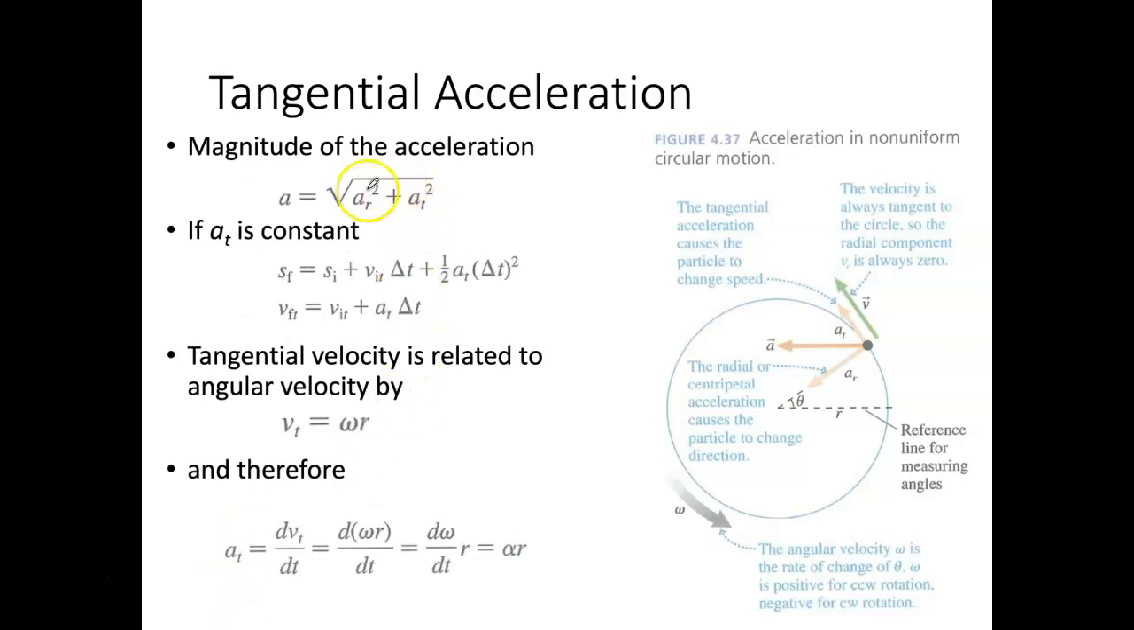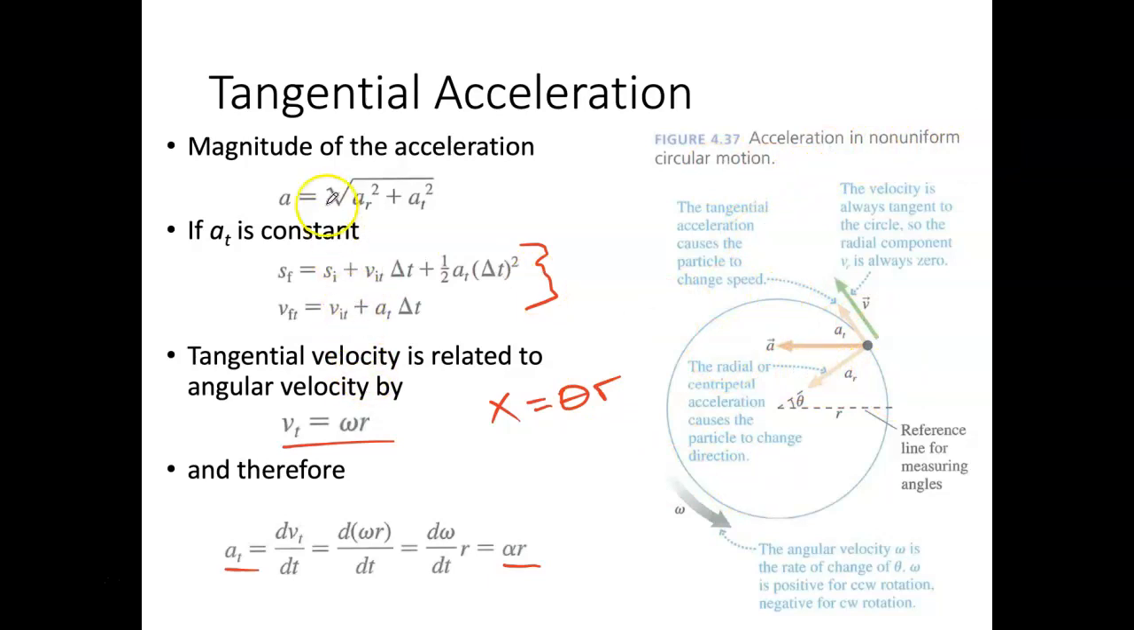The magnitude of the acceleration, we just find with the Pythagorean theorem. If AT is constant, meaning it isn't changing, we can use these equations: the tangential velocity is equal to omega r, and alpha r is our tangential acceleration. It's the same thing we did before with position. Remember we said that the linear position is equal to the angle times the radius. We can do the same thing here with the tangential acceleration. So this is acceleration in non-uniform circular motion, where it's speeding up or slowing down.